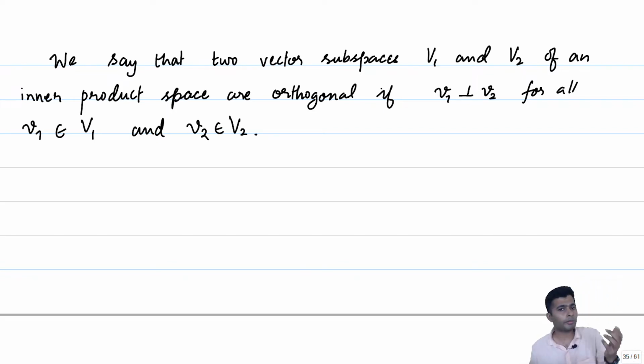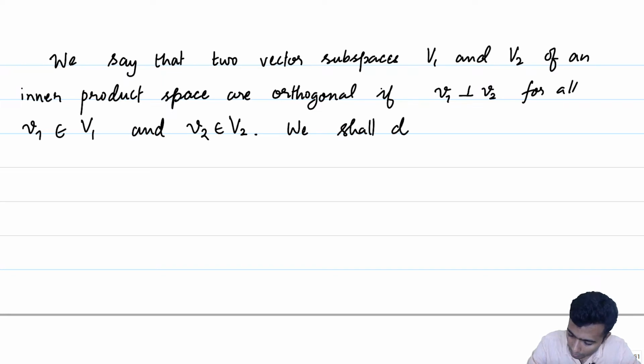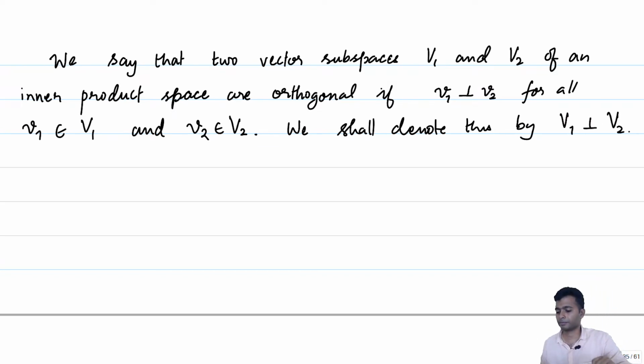So, if you take any arbitrary element in capital V1 and any arbitrary element in capital V2, and if they happen to be orthogonal to each other in every such instance, then we say that the subspace V1 is orthogonal to the subspace V2. So, we shall denote this by capital V1 orthogonal to capital V2.